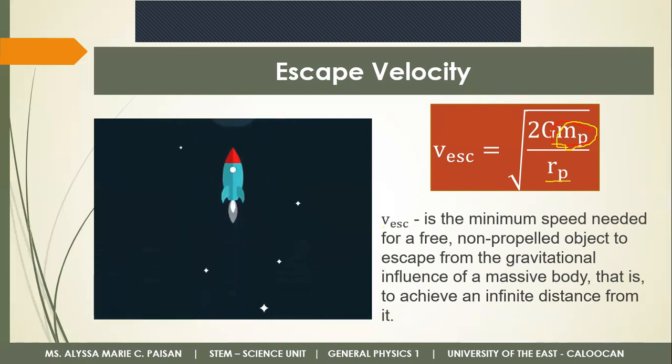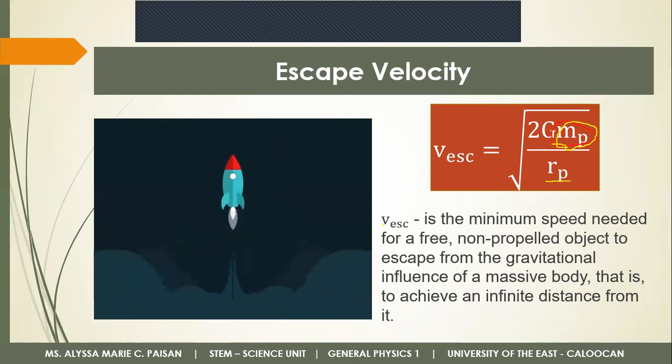Says here that escape velocity is the minimum speed needed for a free, non-propelled object to escape from the gravitational influence of a massive object or massive body. In this case, the massive bodies that we're going to talk about are the planets. That is to achieve an infinite distance from it. We know naman that when something escapes the gravitational pull of the Earth, it will go to outer space, kasi sa outer space ay walang air particles, or very, very small amount of air particles lang ang meron. It's considered as a vacuum.